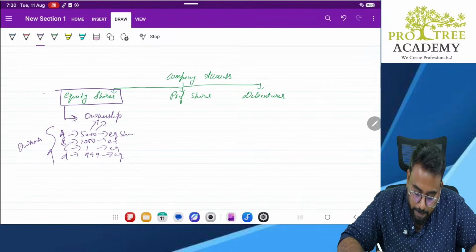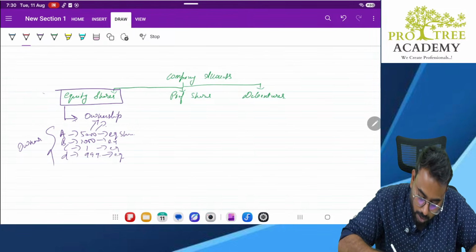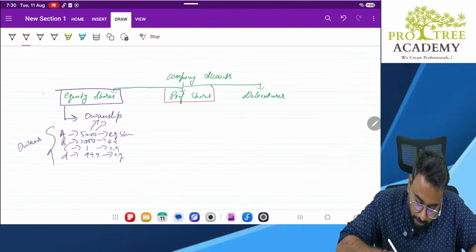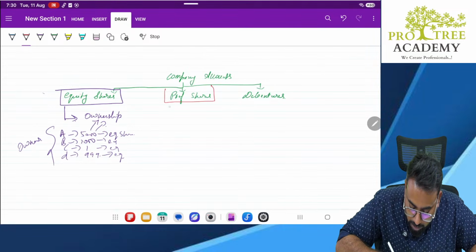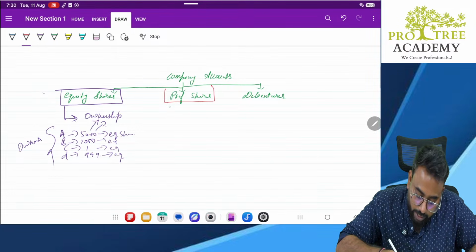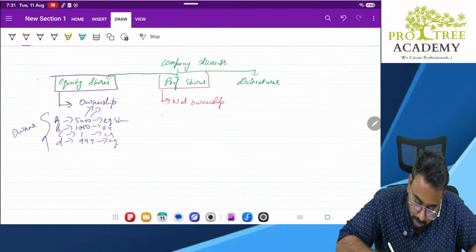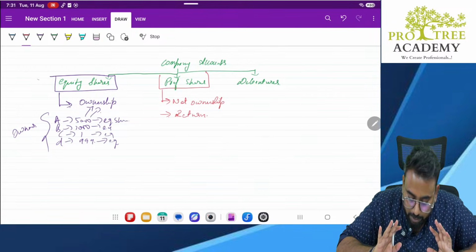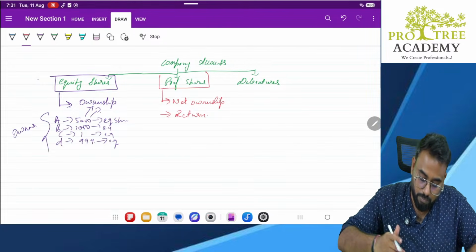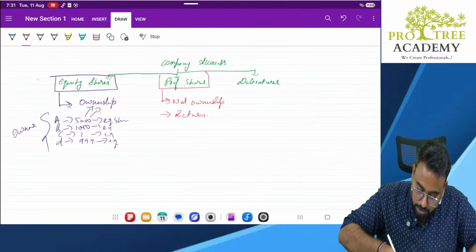Clear? Understanding everybody? Yes. Now the next concept comes: what are preference shares? See, a preference share does not give you ownership. Then what does it give, sir? It gives a return. That's all. It doesn't give you any ownership. Clear? Now, a strong difference between these two.